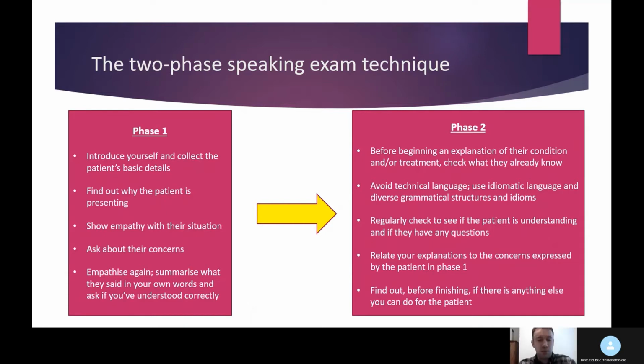Now this will give the patient the opportunity to correct you if you've misunderstood. It will also give them the opportunity to add any extra information that has occurred to them or that they've noticed they haven't given you yet on their role-playing card. So phase one was all about finding out why the patient is here, who they are, and what they want from you. In phase two, it's now your turn to talk a bit more.